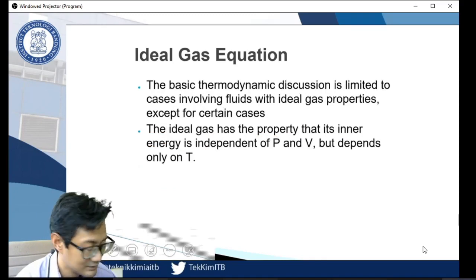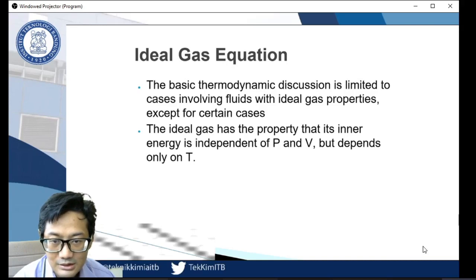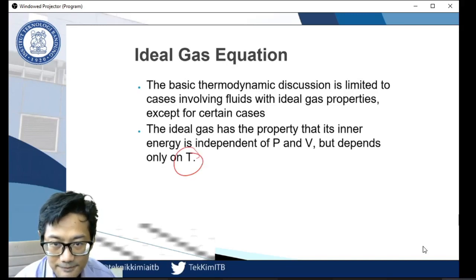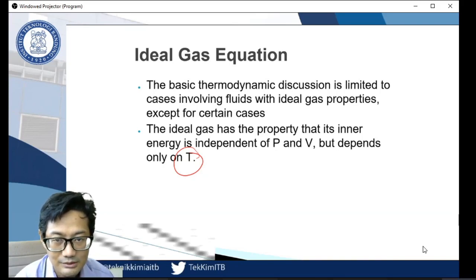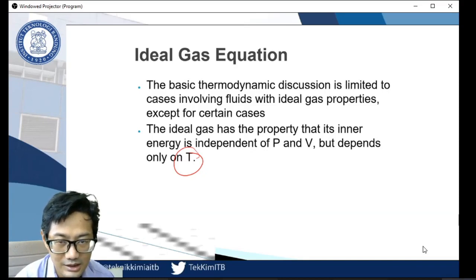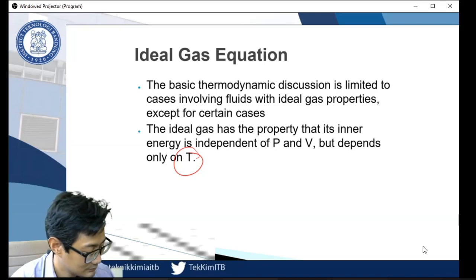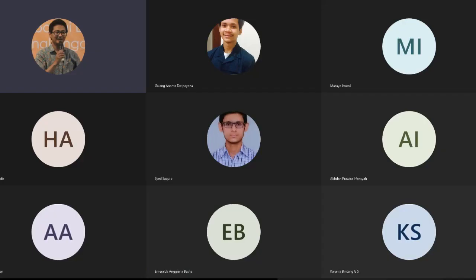Okay. And this is the last one related with ideal gas. Again, all of the properties are independent of pressure and volume. It only depends on temperature. Okay, most of the time for undergraduate students, we will discuss using the ideal gas assumption. But in certain cases, at least you know how to calculate using the real gas equation. Okay, up to this point, any question? No, still simple, right?